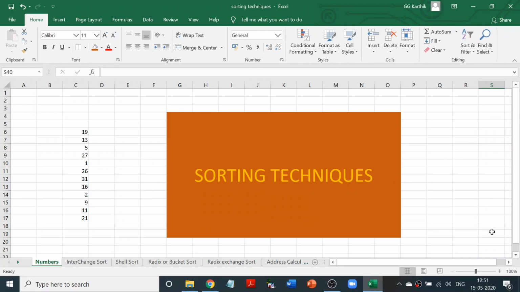Next, let us start the sorting techniques. We have various sorting techniques: interchange sort, shell sort, radix exchange sort, and address calculation sort. Let us start with the interchange sort. In this class we will be taking a list and sorting it using various techniques. Let us start with the interchange sort.